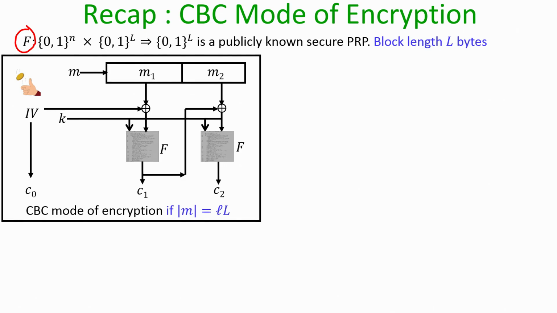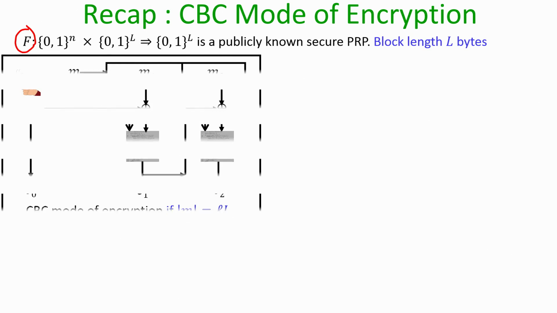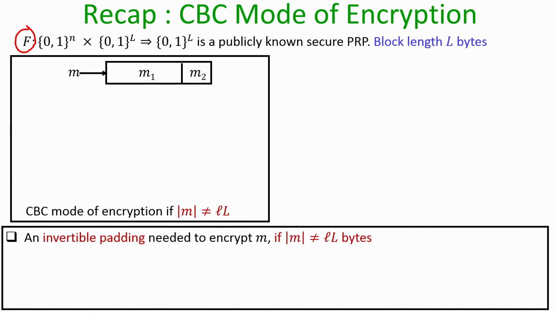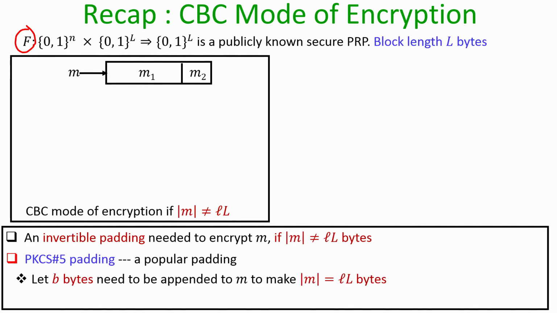And that is why the name chaining here, cipher text block chaining. On the other hand, if the message which you want to encrypt has a number of bytes that is not a multiple of big L, then you need to do some padding here, and we had discussed one of the popular paddings, namely PKCS version 5 padding, which is a highly popular padding used practically.